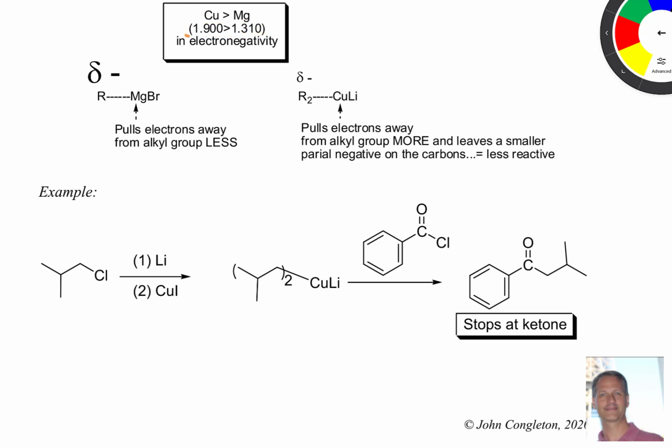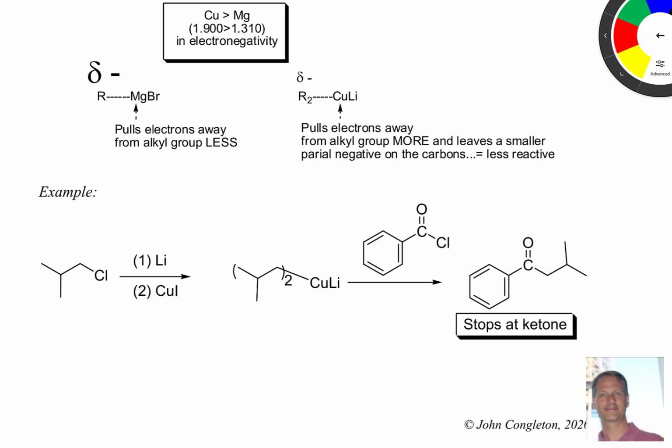When we have an R, it's really two R groups, right? But we can write it like this. When we have those R groups connected to copper, because it's more electronegative, it pulls electron density away from our alkyl groups more. And it's those electrons on that R group that render it a nucleophile. Because magnesium is less electronegative, it leaves a larger delta minus on that carbon. So what we're going to see is something like this below.